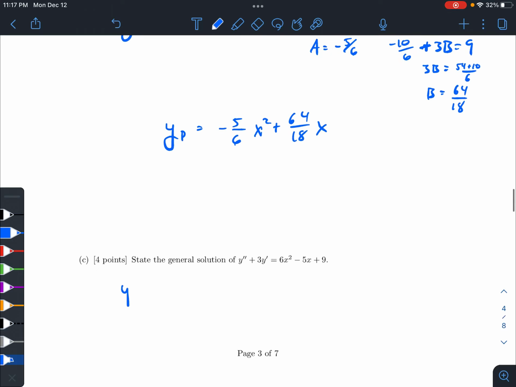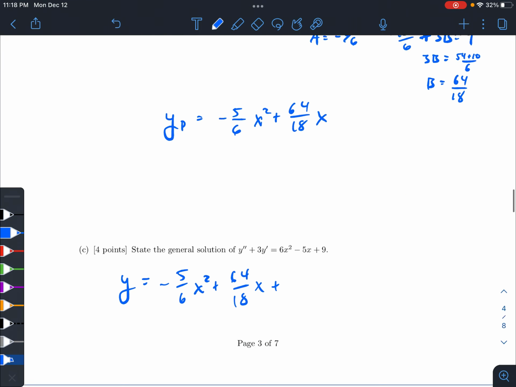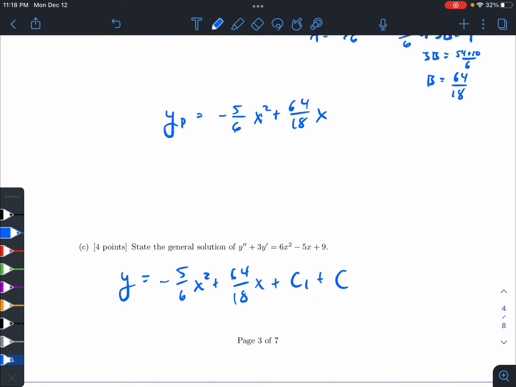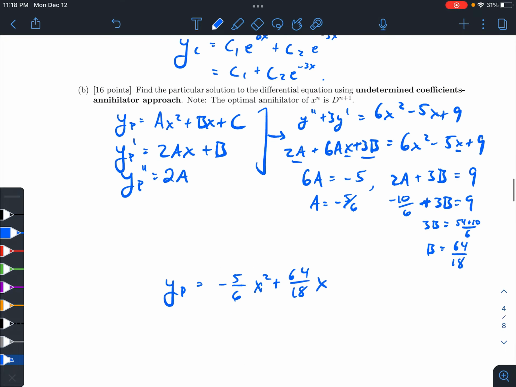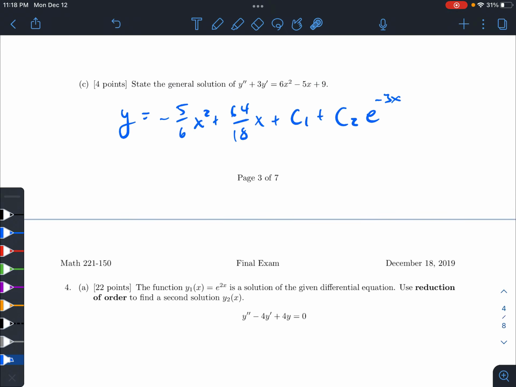And so the general solution would be y equals -5/6x squared plus 64/18x plus our complementary solution, c1 plus c2 e to the -3x. So if you had a plus c right here, then you'd have plus c plus c1, and you would just want to absorb those into each other. But for the particular solution, you're only looking for a single solution. You don't want a bunch of solutions or anything. It's weird.